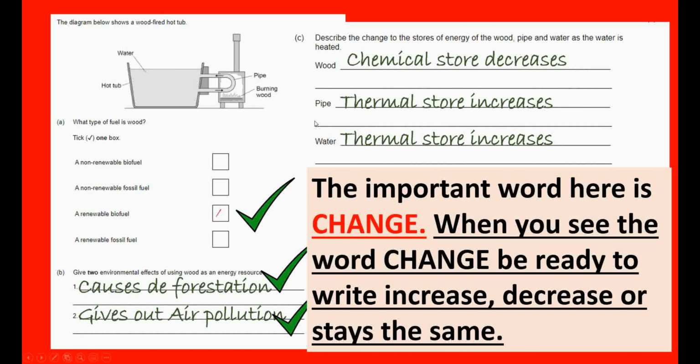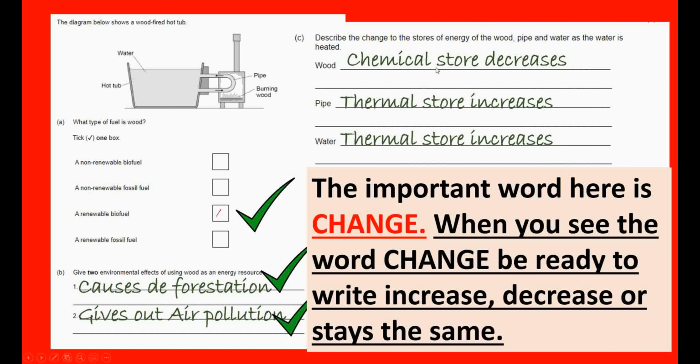So to get the marks, we need to have a renewable biofuel. We need to say something like it causes deforestation. So a specific reason why it might not be eco-friendly. Gives out air pollution like CO2 or soot. Okay, but that last part, whenever you see change, think that you have to write either it's increasing, it's going to stay the same, or it's going down. So to get the marks, they have to say that the chemical store decreases.